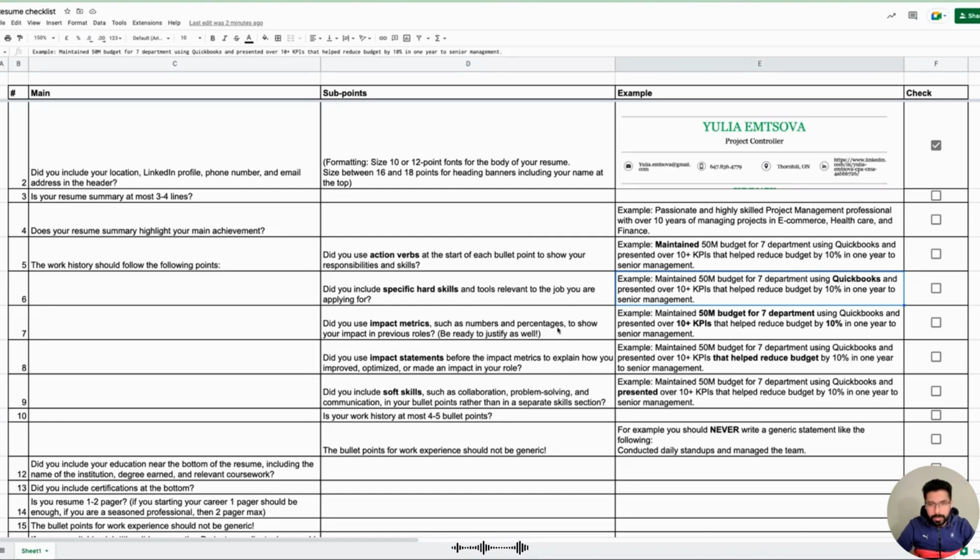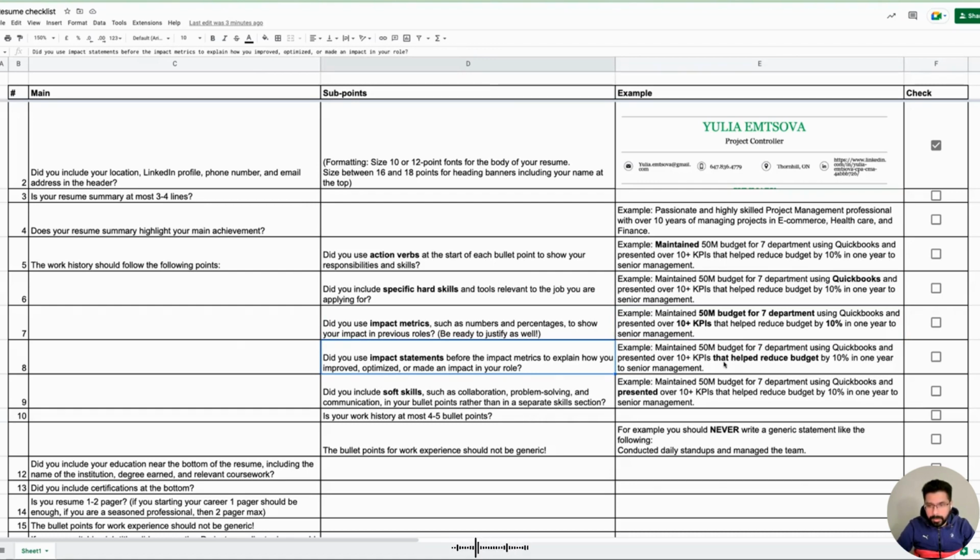And then moving on to impact metrics. So next you have to mention some numbers and percentages to quantify your impact metrics. And an example of that is maintained 50 million budget for 7 departments. So we have 2 numbers over here, 50 million and 7 departments. And then we move on to saying presented over 10 plus KPIs. And 10 plus KPIs is again an impact metric that helped reduce budget by 10%. Again, this is also an impact metric. So we've captured that as well. Next, we have to have an impact statement as well.